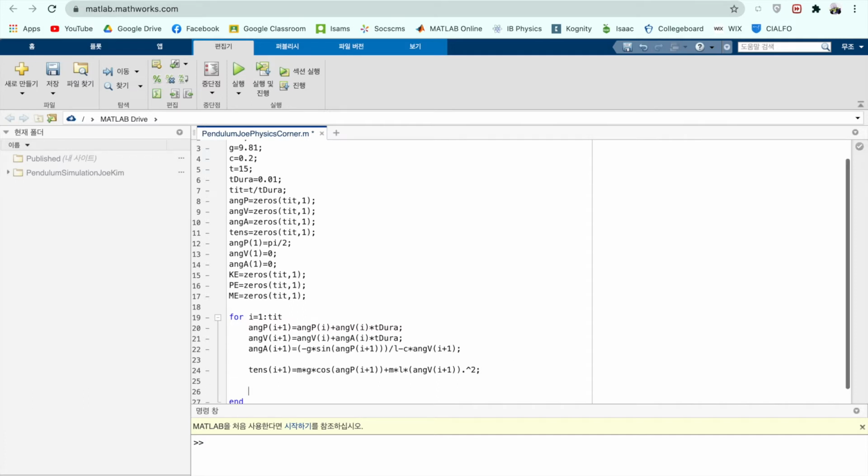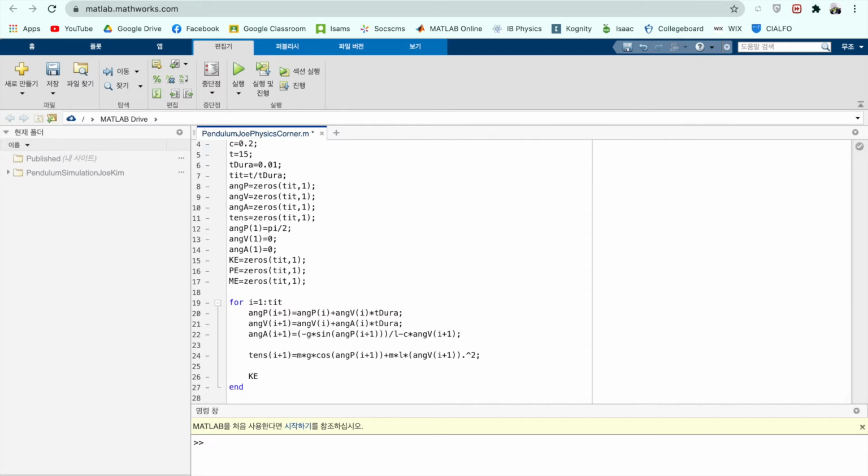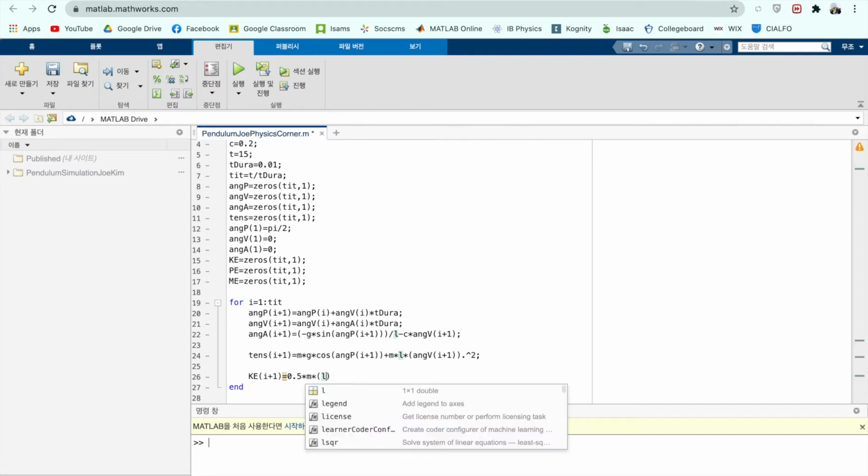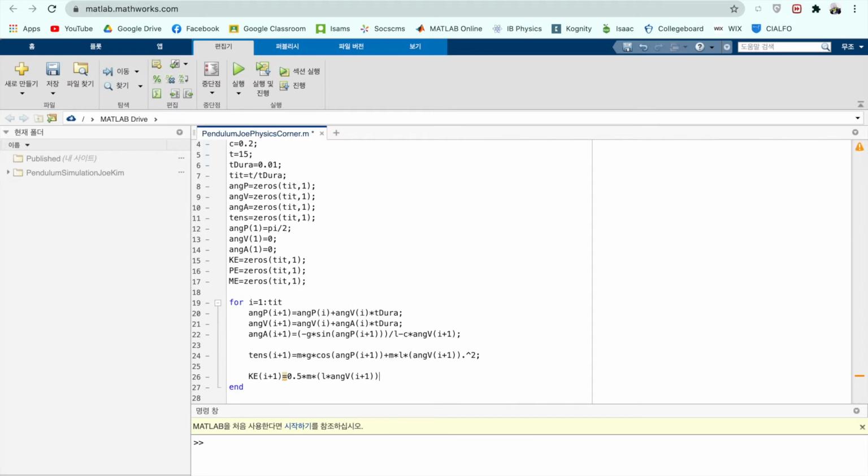Okay, now I can move on to my energies. So my energy at a certain value would be equal to 1/2 times mass times the velocity, which is given by the radius times the angular velocity. And again, dot square 2, because that's the square. And I'm going to get the potential energy is equal to the mass times g times the height.